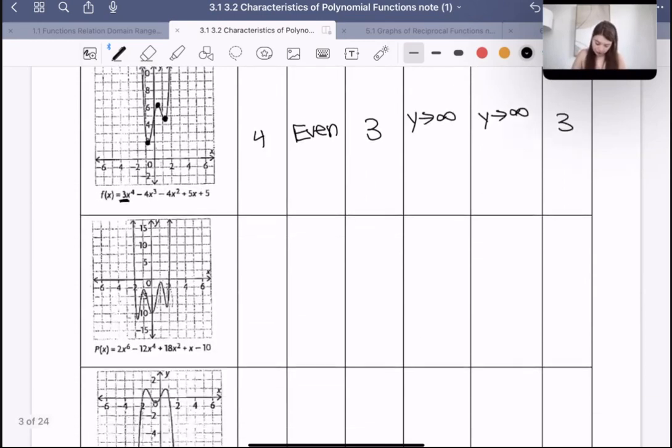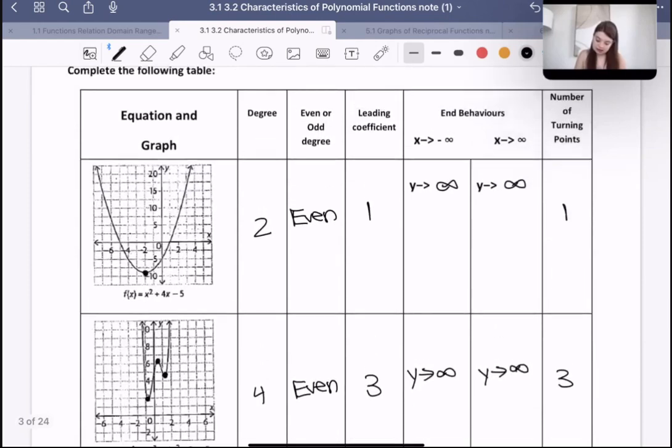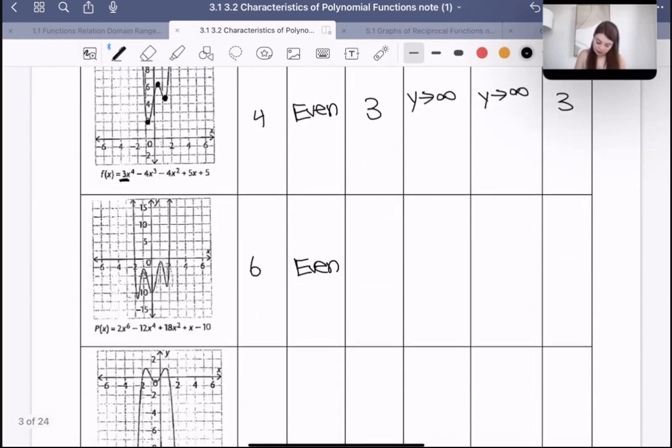Okay, let's try this one. This is a degree 6 polynomial. It is also even degree. And in this case, the leading coefficient is 2, right? I see a 2 here right beside the x to the power of 6. And because 2 is also a positive number, and just looking at the graph here as well, we know the end behavior is that y approaches infinity as x approaches infinity and as x approaches negative infinity.